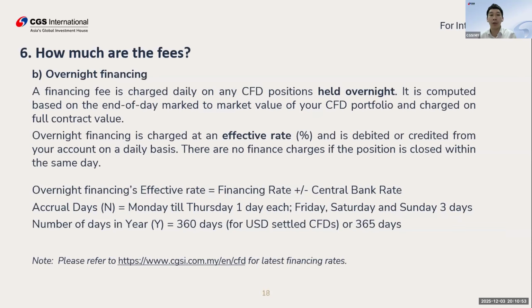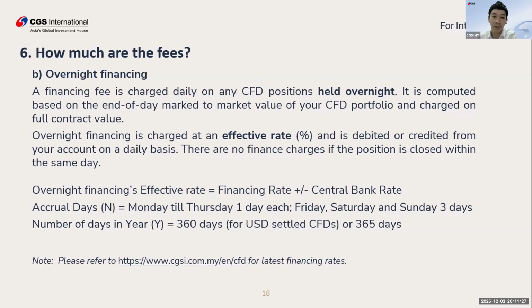Then another component of CFD trading is overnight financing. Okay, so a financing fee is actually charged daily on the CFD position that's held overnight. Okay, and overnight financing is charged based on an effective rate and is debited or credited from your account on a daily basis. So the formula for our financing rate will be financing rate plus minus the central bank rate. Okay, and how we calculate the number of days in a year will be based on 360 days for USD sector CFD or 365 days for non-USD sector CFD.